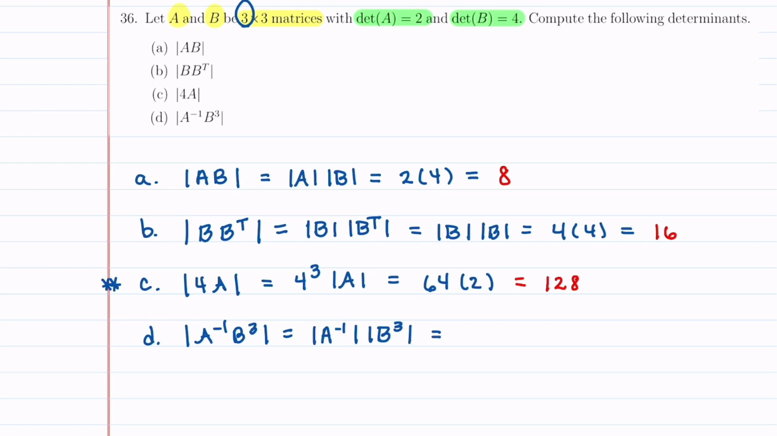The determinant of A inverse is 1 divided by the determinant of A, and the determinant of B cubed is the same as the determinant of B quantity cubed. So this is 1 over the determinant of A, which is 1 over 2. And then the determinant of B is 4, and we're going to cube that. So this gives us 1 over 2 times 4 is 16, times another 4 is 64. So this gives us a final value of 32.